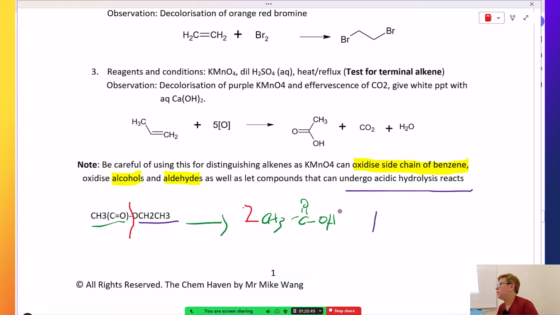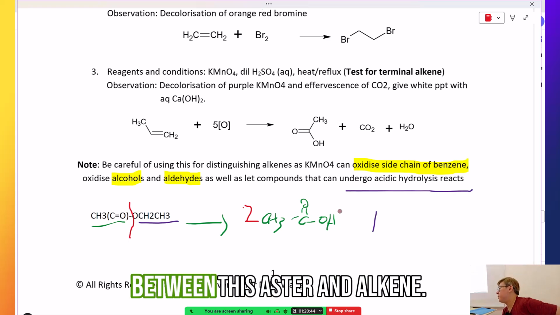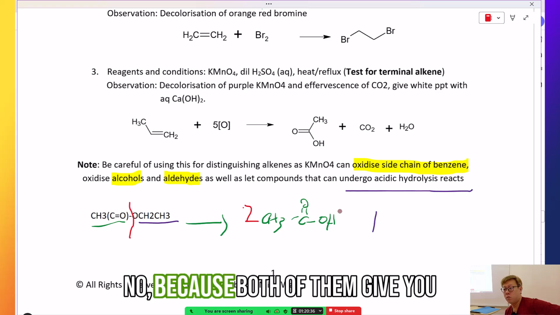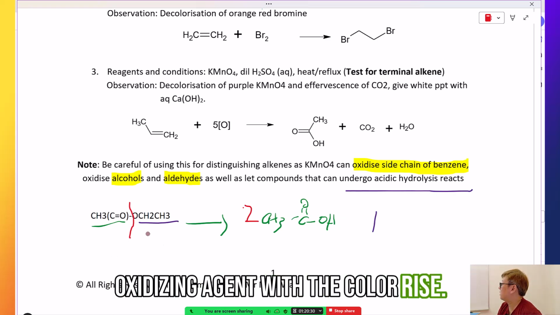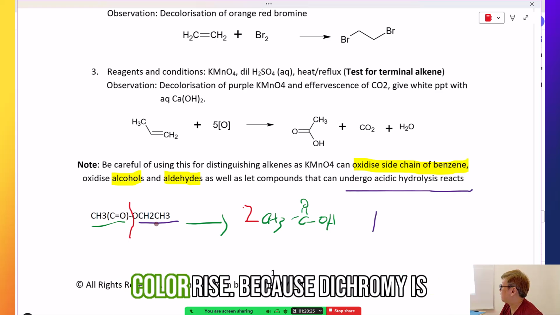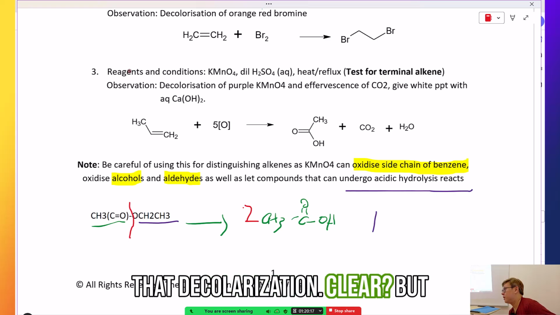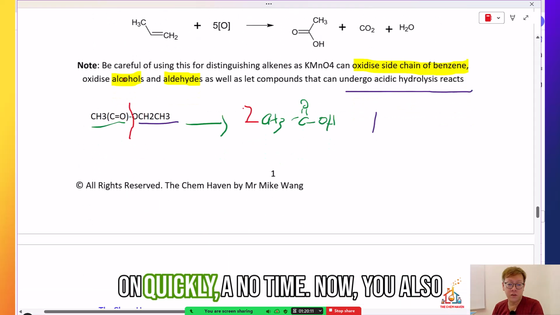Understand already? So in this case, is KMnO4 suitable to do distinguishing tests between this ester and alkene? Is it suitable? No, because both of them give you the same observation, which is the oxidizing agent will decolorize. Understand? Now, actually, for dichromate, I don't like to say it decolorizes, because dichromate is orange turns green. We don't call that decolorization. Clear? But KMnO4 is a decolorization. Alright, now anyway, let's just go on quickly, no time.